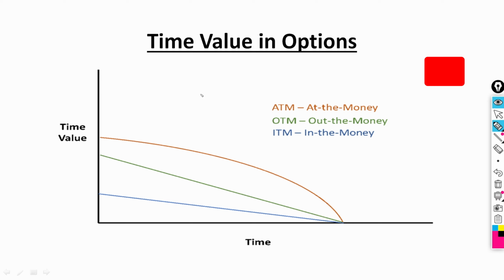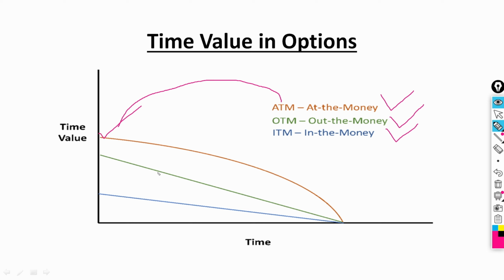In this graph, we will understand which option has more time value. Like I already mentioned, there are three kinds of options. One is the ATM, at the money option. The second is the OTM option, and the third is the in the money option. In this graph, we will see how these options relate to time value. You can see the ATM option, in the orange line, contains the most time value. The green line indicates the OTM option, which contains less time value than the ATM option. And this blue line is the in the money option, which contains the least amount of time value.